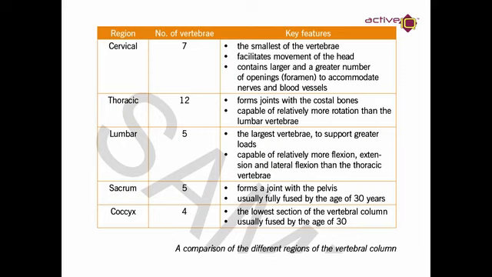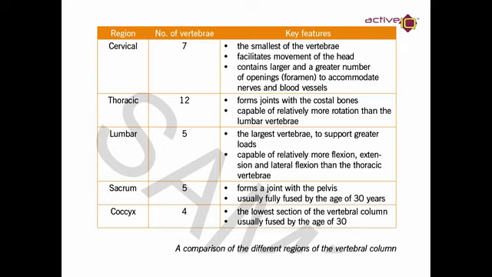We then have the sacrum, and underneath that we have the coccyx. The sacrum has 5 vertebrae in there, and it forms a joint with the pelvis, which is normally fully fused by the age of 30. You might think you're fully grown by 18, or sometimes even a little bit less than that. This joint is not normally fully fused until the age of 30 years old.